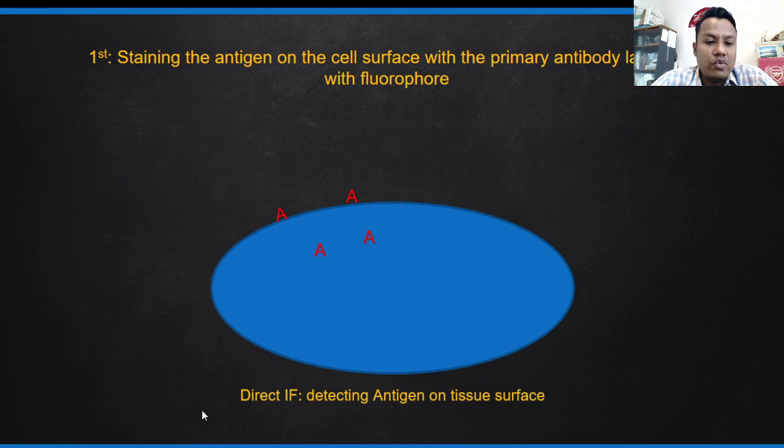If we are using the direct IF method, we stain the antigen on the cell surface with the primary antibody labeled with the fluorophore. So this method is very direct, hence the name direct, and very fast. We straight away use antibodies against the antigen.